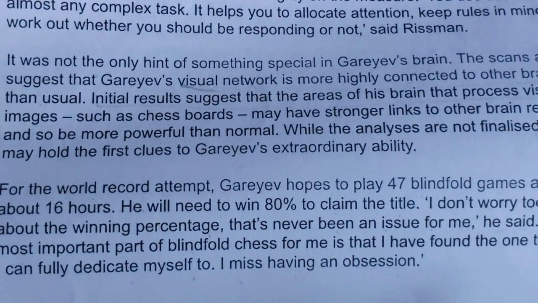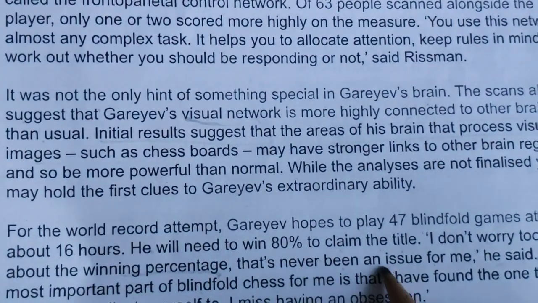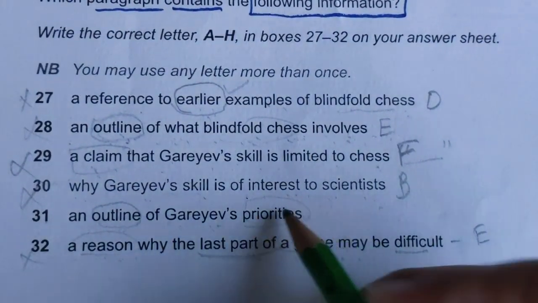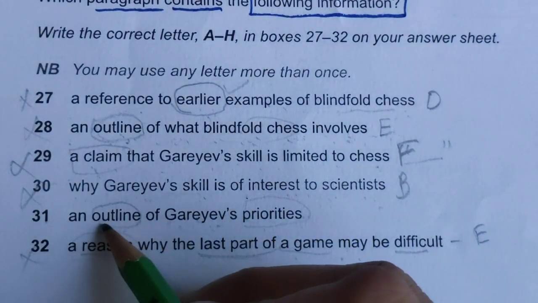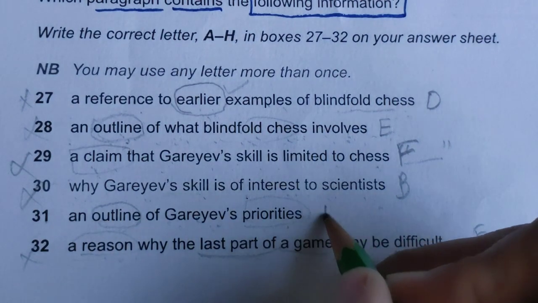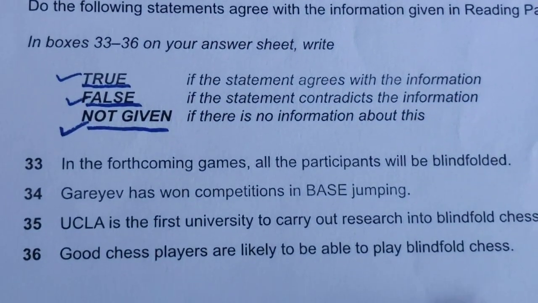So he is saying, I don't worry too much about the winning percentage; that's never been an issue for me. So it means this is the person's priority and outline. He's giving some brief description about his priority. So H will come. Now let's move on to the true, false, not given.